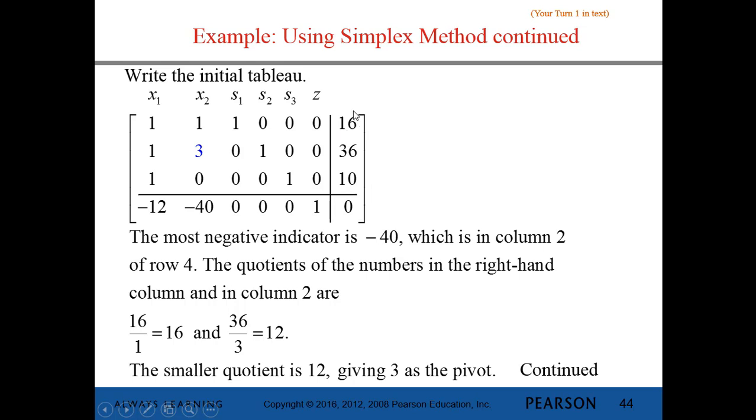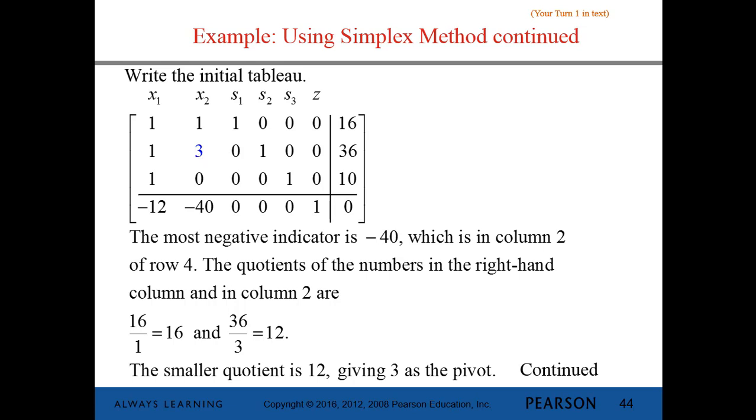And then this one is going to be 16 divided by 1, which is 16. And this is going to be 36 divided by 3, which is 12. And 12 is the lower of the two. So this is going to be our pivot row. And so our pivot column and our pivot row tell us that 3 is going to be our pivot.